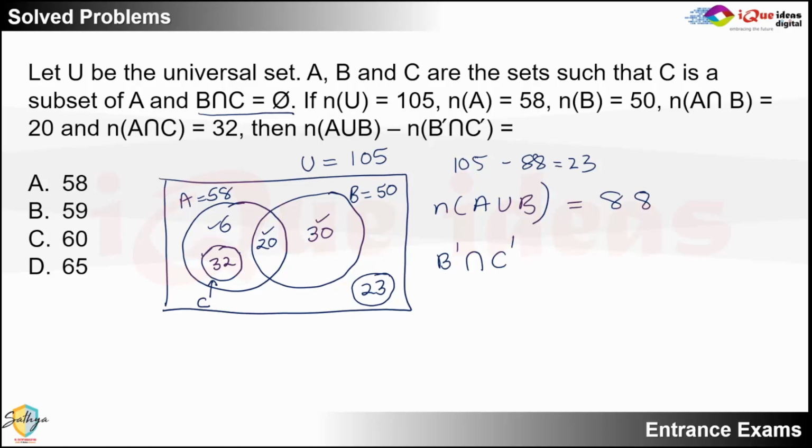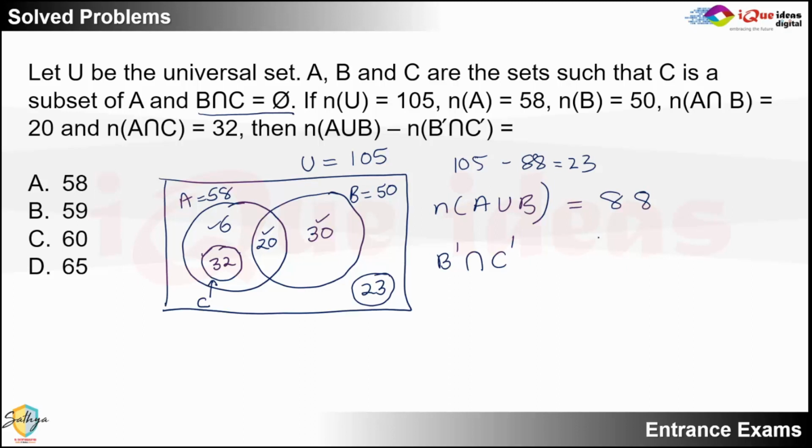and which is also not a part of C, right? So B complement is everything outside B. So from the 105 elements, if I eliminate my 50 elements, I'm left with 55 elements. From those 55 elements, if I eliminate C's 32 elements, then 55 minus 32.